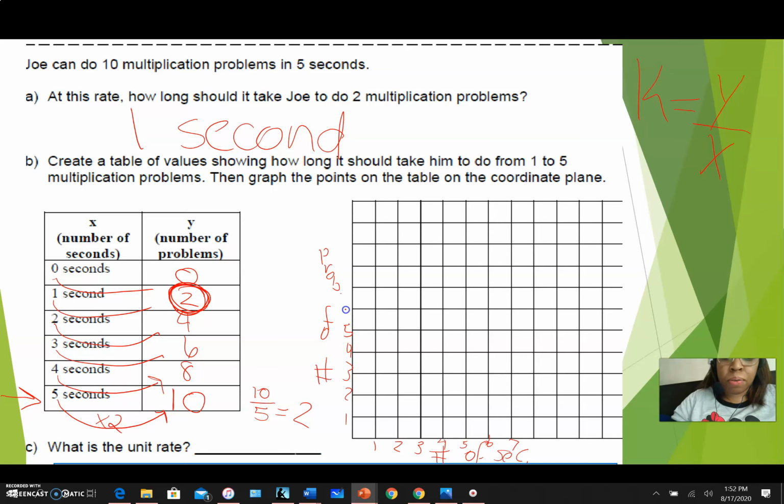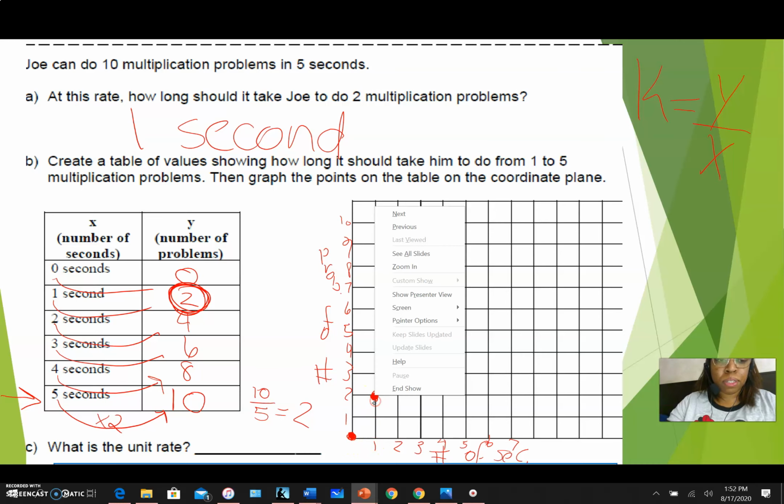Where is our origin when we're working with a graph that looks like this? Our origin is always our bottom left corner if we're working with just one quadrant, as long as it's the first quadrant. So in order to graph, we just plot points. So our first point is at 0, 0, which I accidentally already did. Cool. Then we have 1 second. So in 1 second's time, Joe can do 2 problems. So we find 1 on our X, and we go up till we get to 2 on our Y, and we make a point where those 2 values intersect.